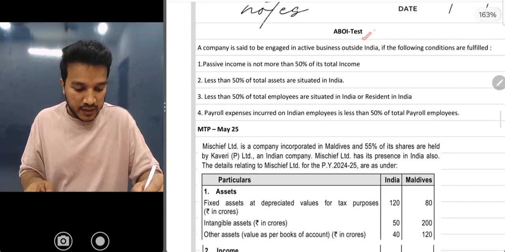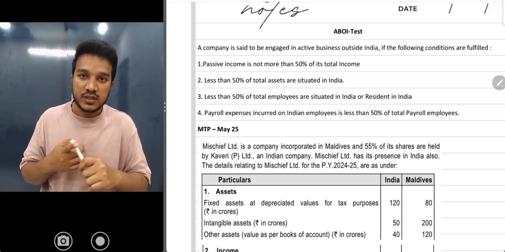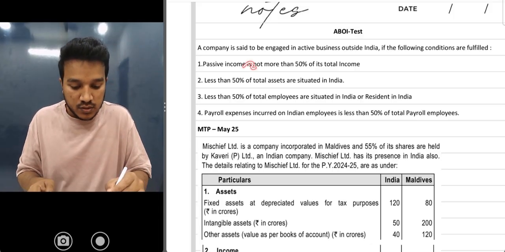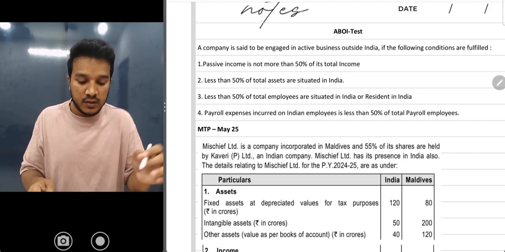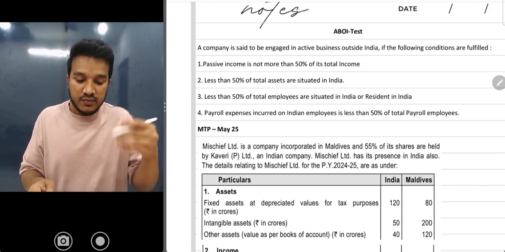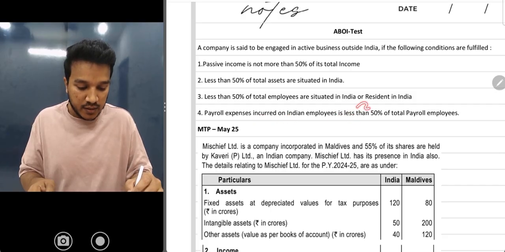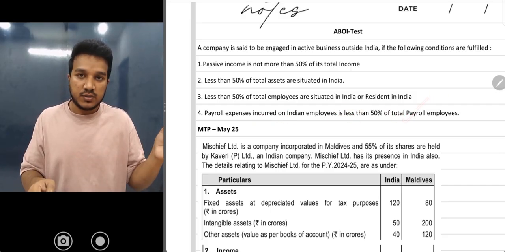ABOI test, this is also very important. So there are 4 things that you need to consider. ABOI is active business outside India. Passive income is not more than 50% of total income. Less than 50% of total assets are situated in India. Less than 50% of total employees are residing in India. Payroll expenses incurred on Indian employees, less than 50% of the total payroll expenses.